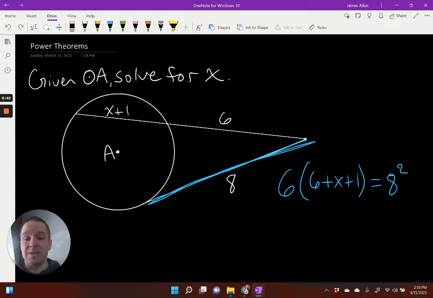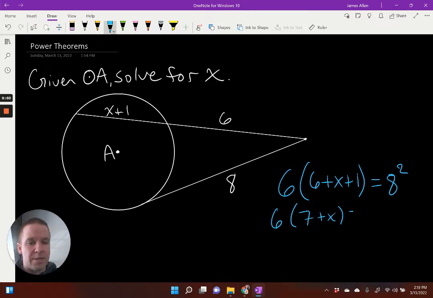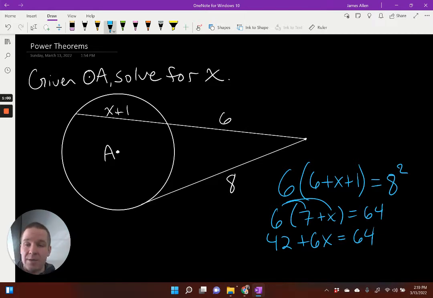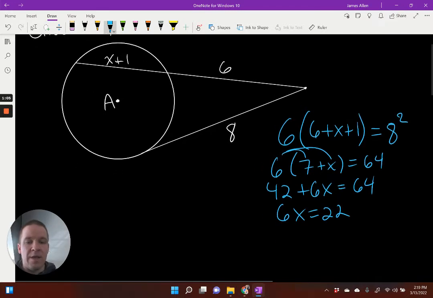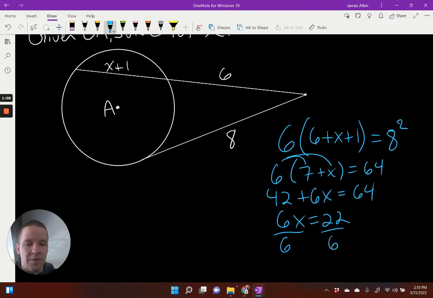All right, didn't mean to erase that entire thing. There we go. Okay, so now let's solve this thing. I'm going to have 6 times 7 plus x equals 64. Then I can distribute and get 42 plus 6x equals 64. If I subtract 42, I have 6x equals 22. Then I divide by 6 to finish solving for x. Looks like those are both divisible by 2, making x equal 11 over 3. Final answer. That was pretty darn cool, wasn't it?